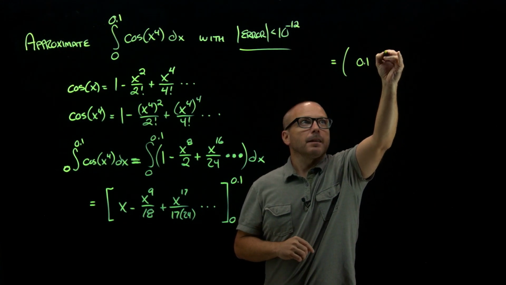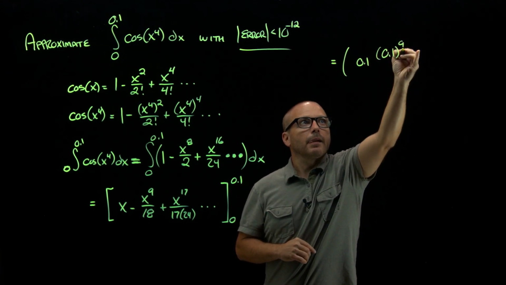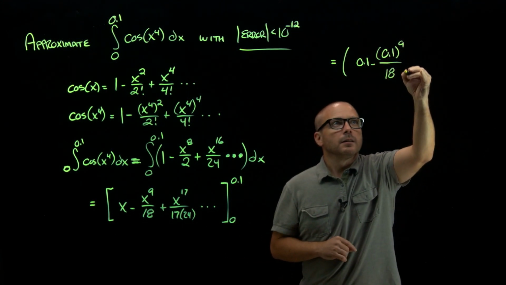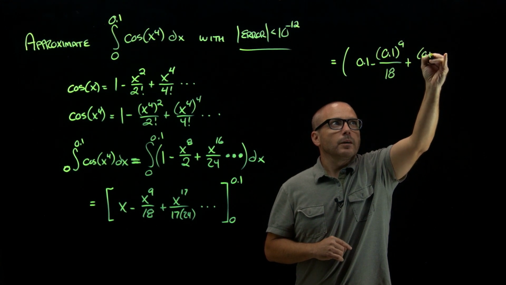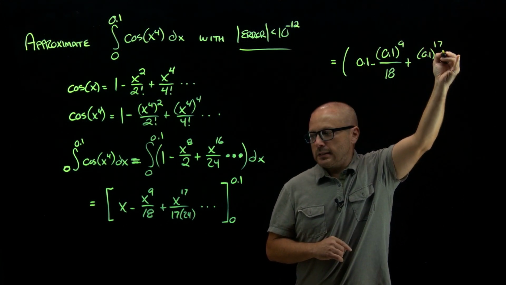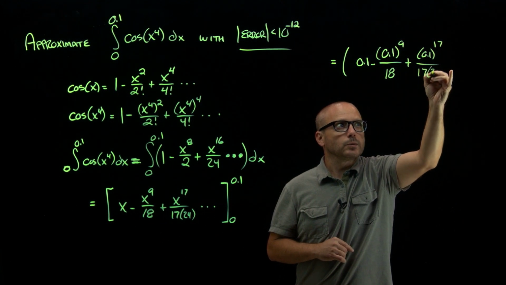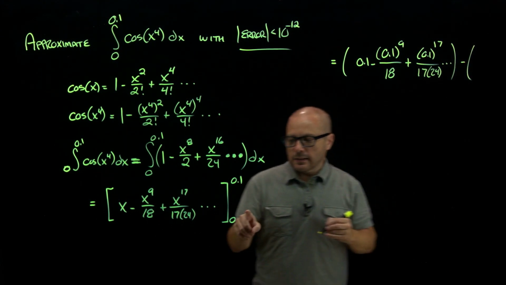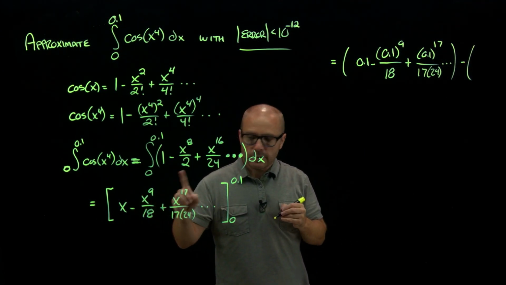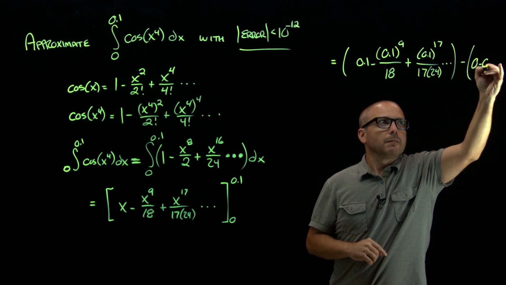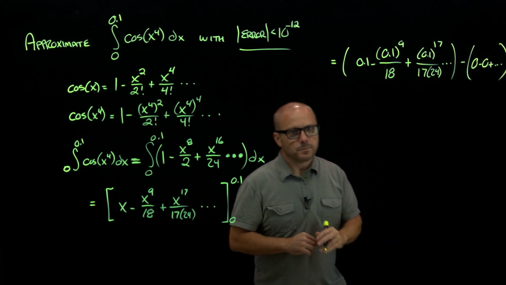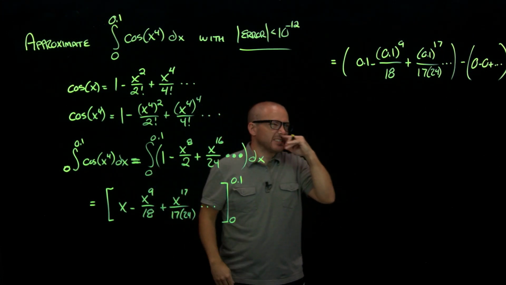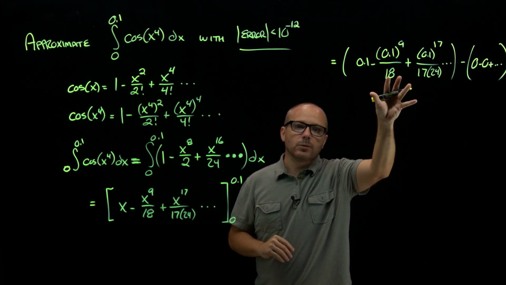0.1 to the 9th over 18 plus 0.1 to the 17th over 17 times 24, and so on, minus, now this is nice, when 0 goes in, it's 0 minus 0 plus 0, and so on. Now, still equal, right? Because of the dot, dot, dot, this is identically equal to that.